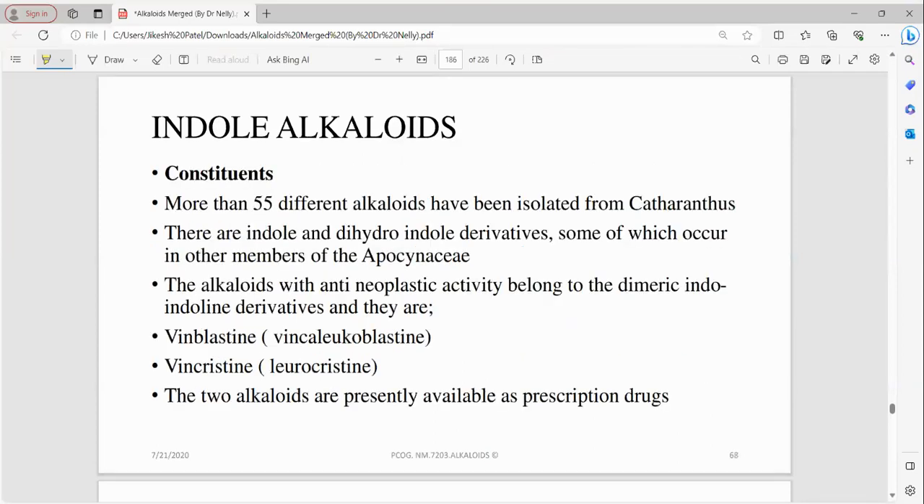So the constituents we have seen have this anti-neoplastic or anti-cancer activity, vincristine and vinblastine. Those are the two most common drugs.